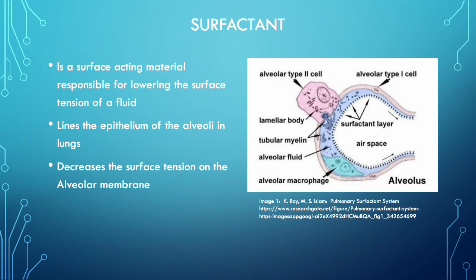Surfactant is a surface-acting material that is responsible for lowering the surface tension of a fluid. It lines the epithelium of the alveoli in the lungs. The purpose of surfactant is to decrease the surface tension on the alveolar membrane.